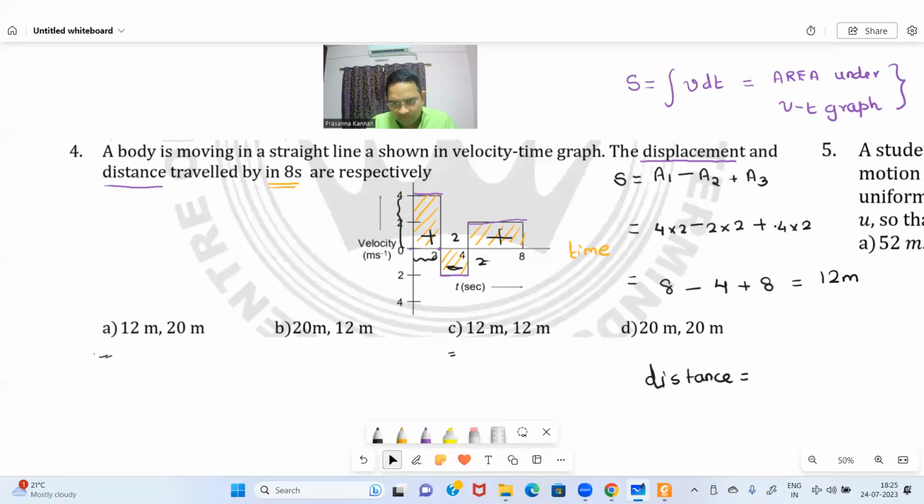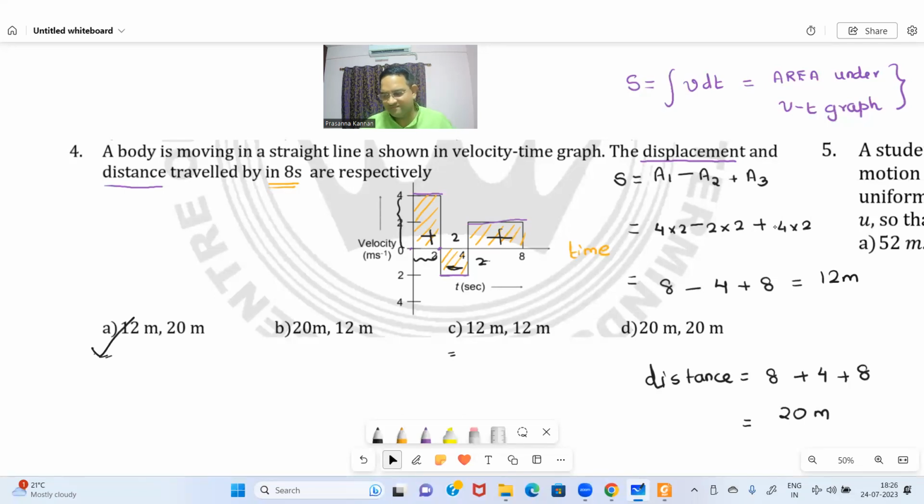So the only difference will be, whatever you wrote negative here, it's not going to be negative. When I say distance, there is nothing called minus 4 meters. Is that clear? So whatever direction it is moving, you are simply going to keep on adding that, right? So 8 plus 4 plus 8. So whether it moves forward or backward, doesn't matter. Distance is going to keep on increasing. You're going to add all of them. So 8 plus 4, 12, 12 plus 8, 20 meters. Therefore, the right answer is 12 meters and 20 meters. Displacement is 12 meters and distance is 20 meters.